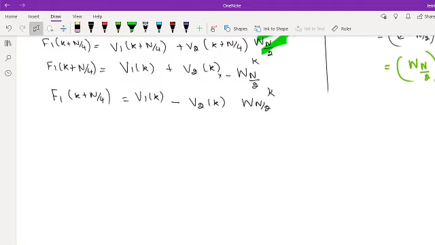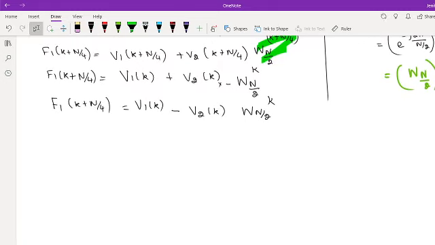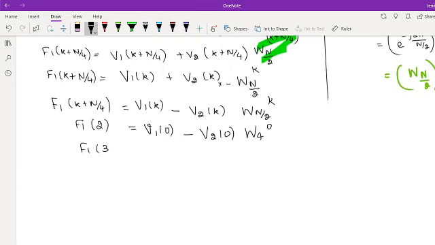So now apply the k value. v1 and v2 are 2 point DFT. So apply the k value 0 and 1. So v1 of 0 minus v2 of 0 into W_{8/2}. So 8 by 2 is 4. So W4 power 0. And here f1 of 0 plus 8 by 2, which is 2. So f1 of 2. And f1 of 3 is equal to v1 of 1 minus v2 of 1 into W4 power 1. So we have got all the 4 values for f1.